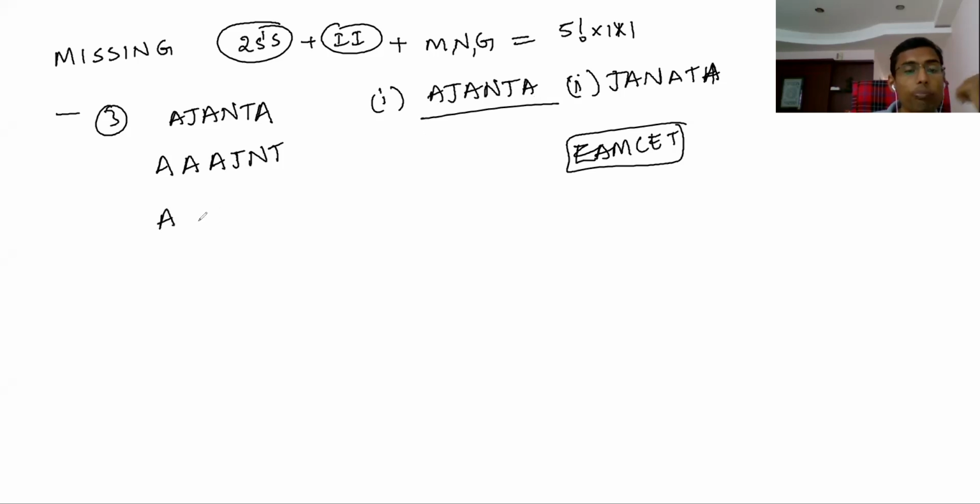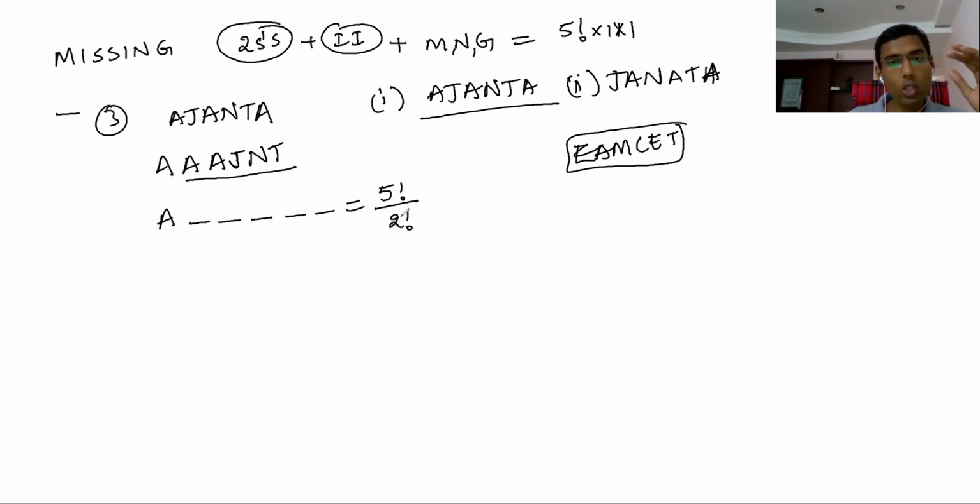Now the words that start with A begin first. No? First, what are the words that come first? The words that begin with A come first. If we fix A here and take one A away, the remaining 5 letters are A, A, J, N and T. So that is 5 factorial by 2 factorial because 2 A's are there. These 5 factorial by 2 factorial permutations are the words that begin with A. But here Ajanta begins with A only. That means in these 60 words, Ajanta is there.